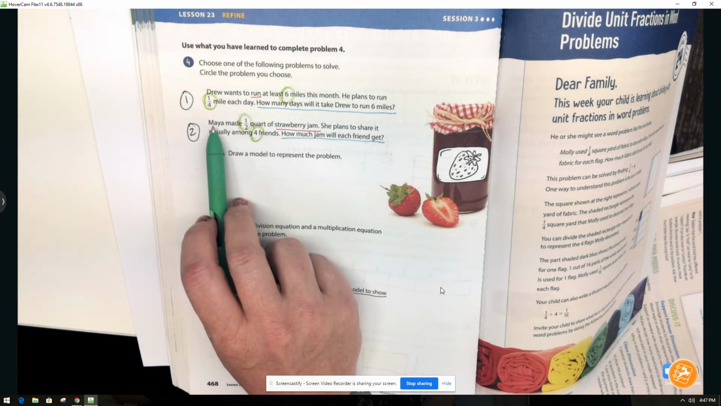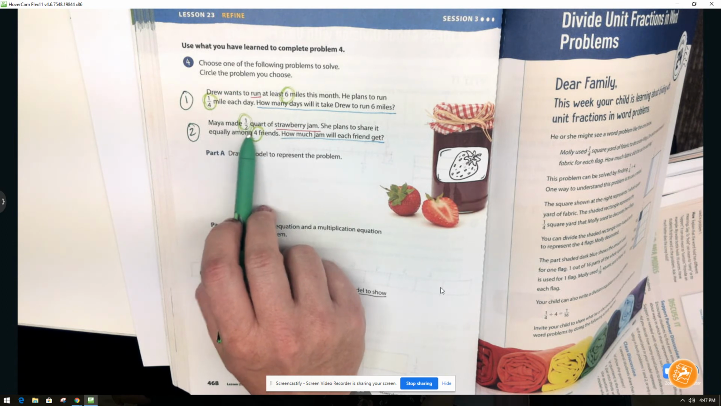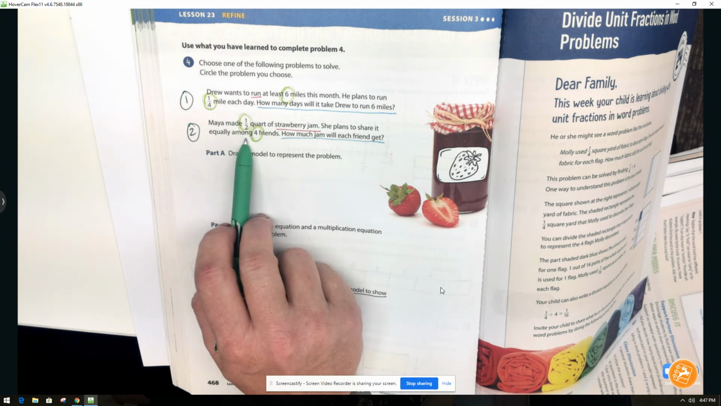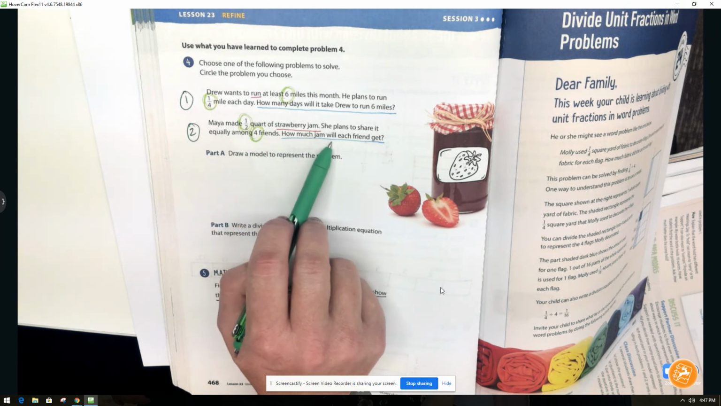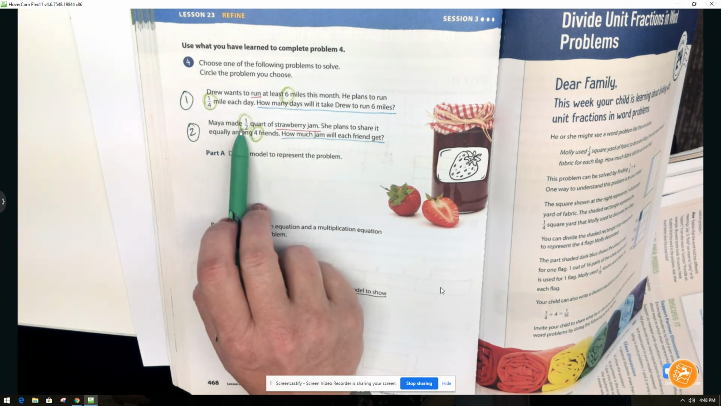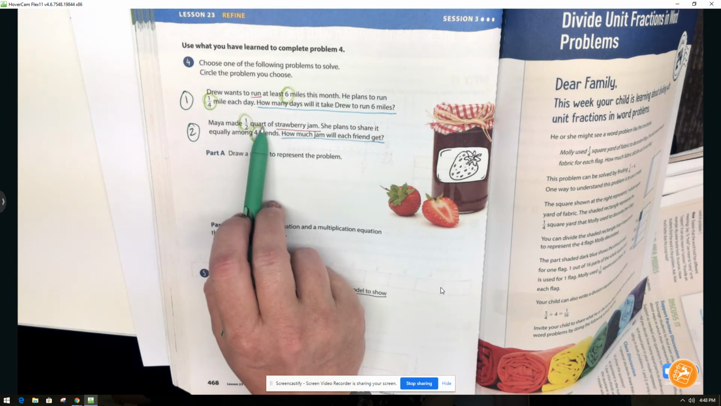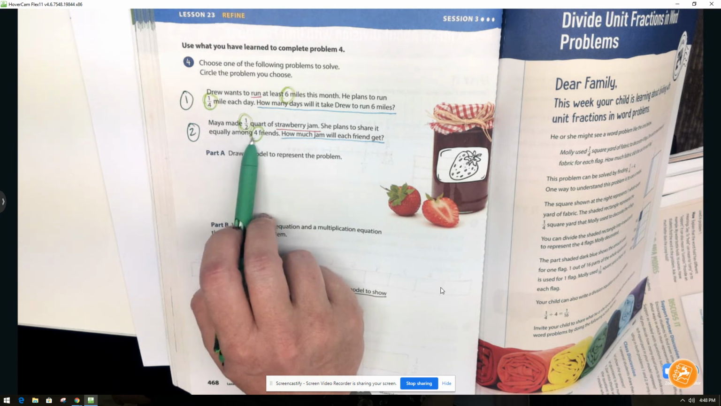The second choice is this. Maya made a 1/2 quart of strawberry jam. She plans to share it equally among 4 friends. How much jam will each friend get? So she has a 1/2 quart of jam, and she's going to divide it up between 4 of her friends. How much will each of her friends get?